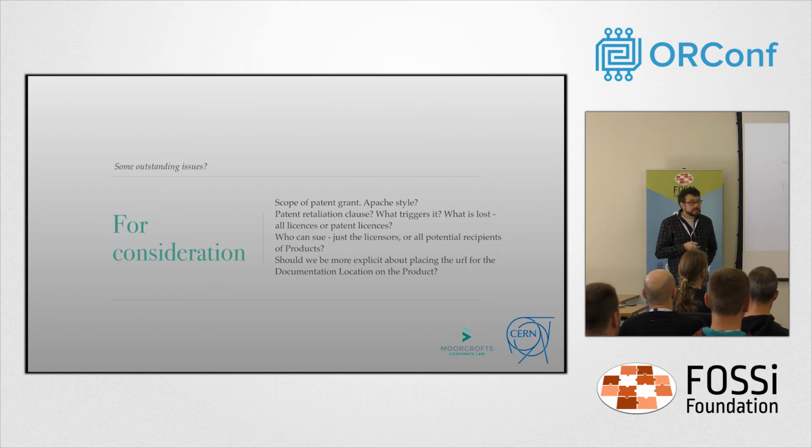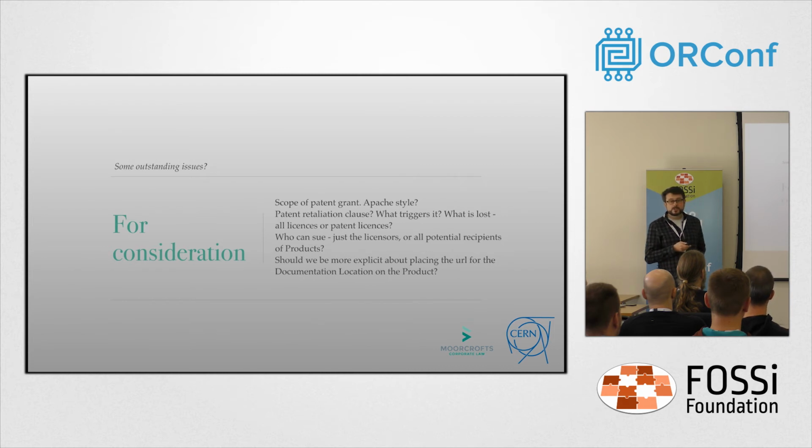The sort of things that we're still considering are the scope of the patent grant. This is where I need to get more representations from industry, really, to get a feel for what they're most comfortable with in terms of the breadth of the patent grant that's in there. There's a patent retaliation clause in there, but we need to look at that in greater depth. What triggers it, and if it's triggered, what do you lose? Do you lose all of the licenses that you've got, the copyright licenses and everything else, no longer allowed to use the materials at all, or do you just lose any patent licenses that you may have received?